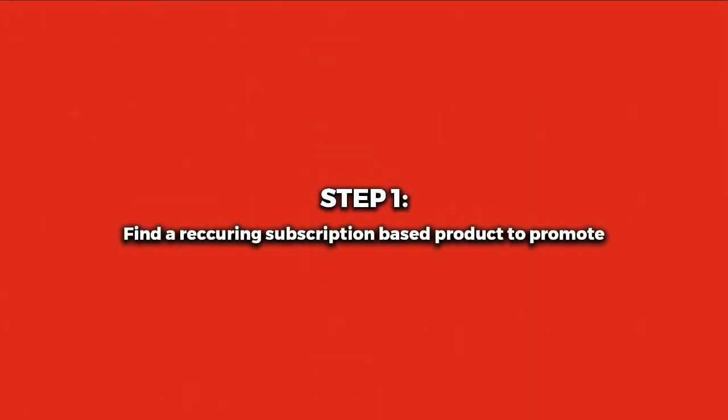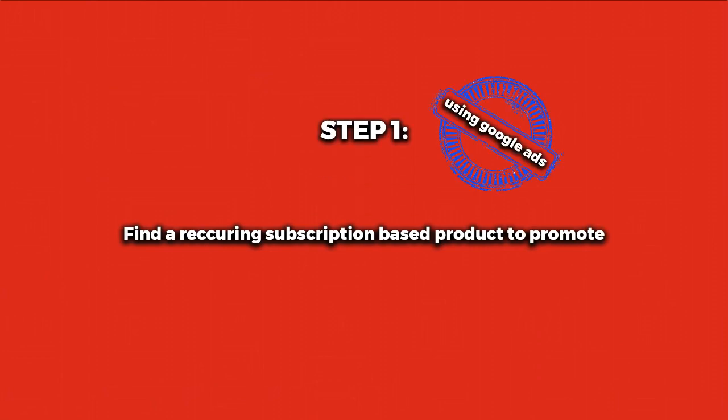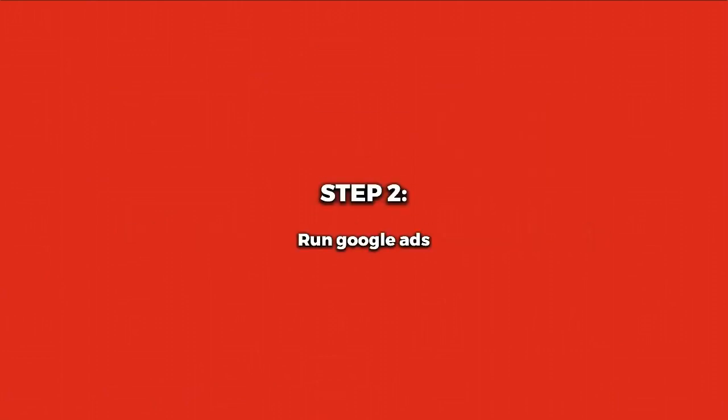So this is a simple two-step method. Step one is to find a recurring subscription-based product to promote using Google Ads. Step two is to actually run the Google Ads. We're going to be going through both of those in this video.